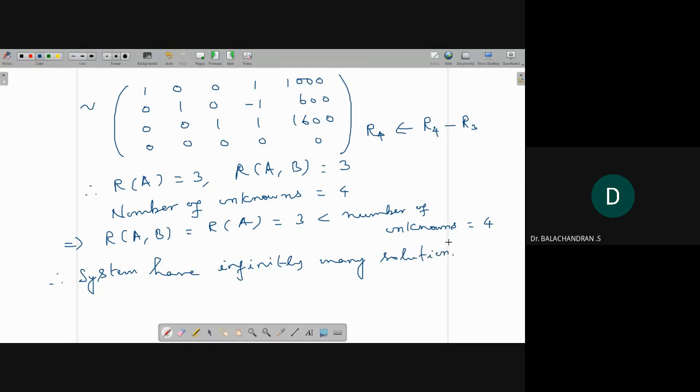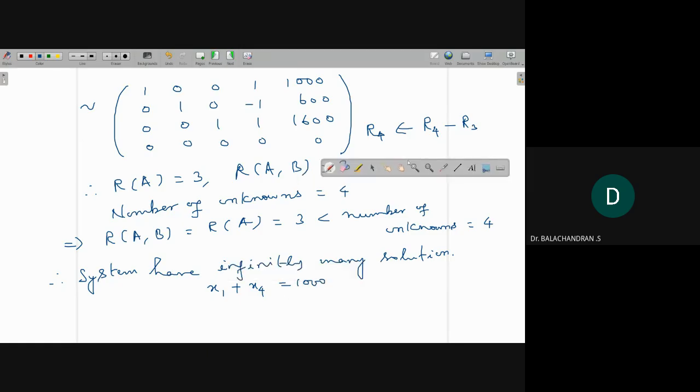Okay. So what is the first equation? x1 plus x4 equal to 1000. The second equation is x2 minus x4 equal to 600. And the third equation is x3 plus x4 equal to 1600.